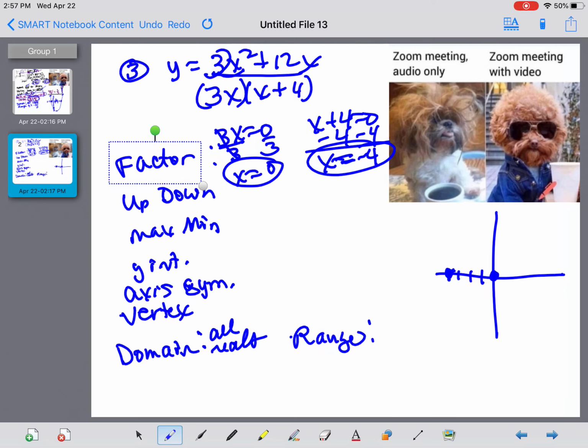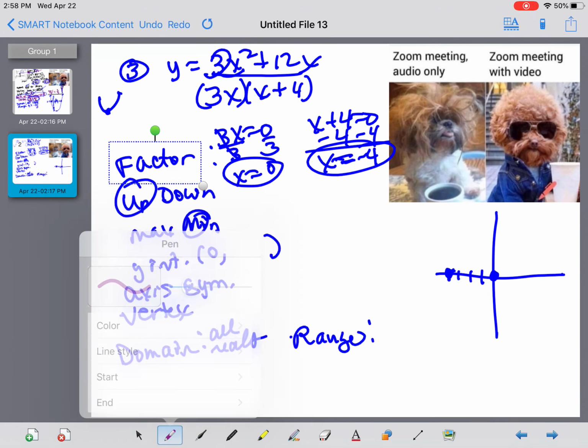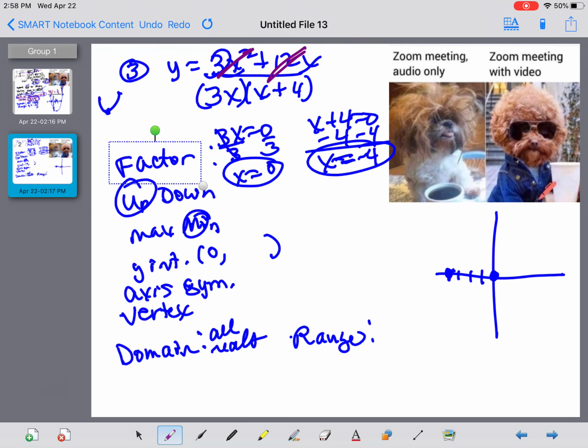Up or down, this is positive, so it's going up. If a parabola is going up, then the vertex is a minimum. Y-intercept, you put in 0 for x. So if I put in 0 for x, these both go away. I get 0 plus 0. So my y-intercept is 0, 0, so it's right here.